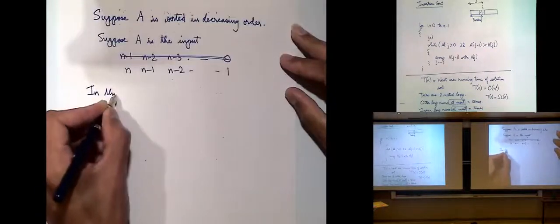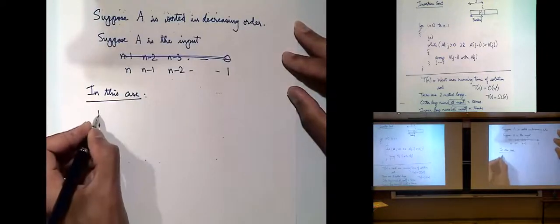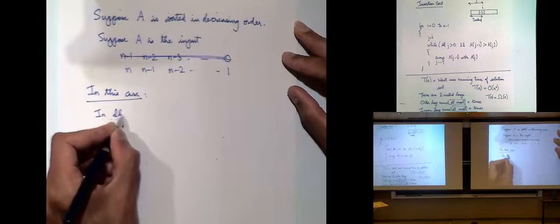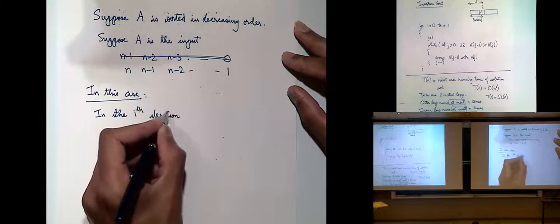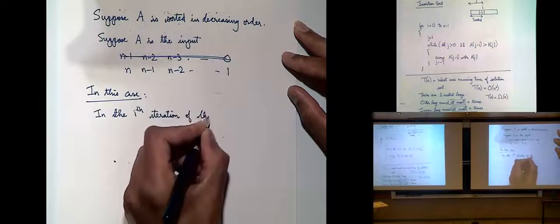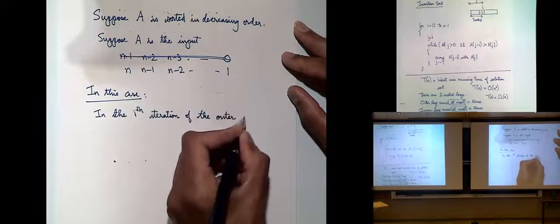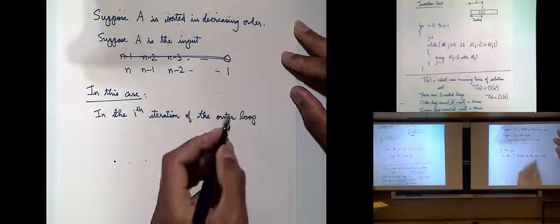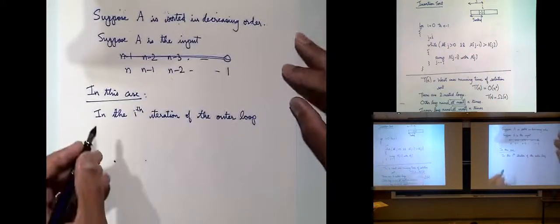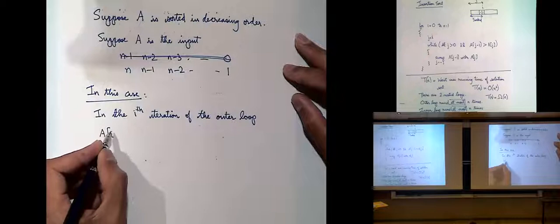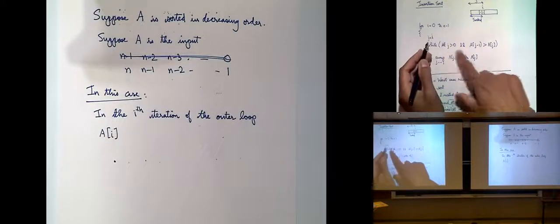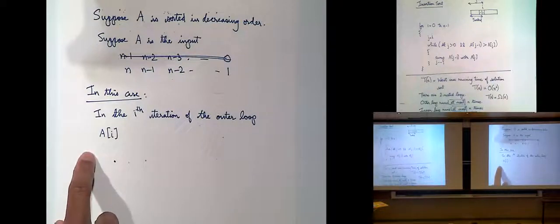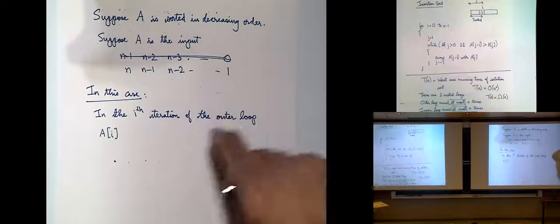In this case, in the ith iteration of the outer loop, right, so you're looking at the ith iteration of the outer loop, what is the value of A[i] when you start? In the ith iteration of the outer loop, what's the value of A[i]?